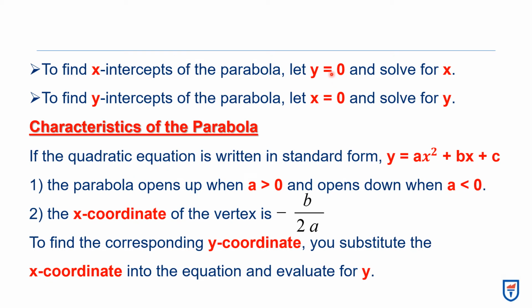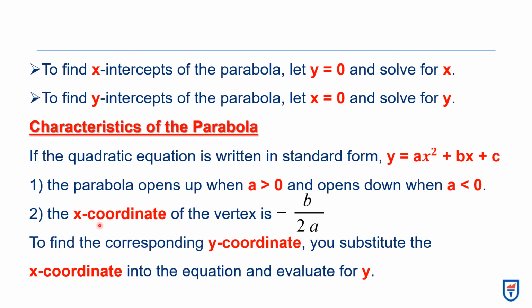The characteristic of a quadratic graph or parabola is as follows. If the quadratic equation is written in the standard form y equals ax squared plus bx plus c, the parabola opens up when a is greater than 0, and it will have a turning point vertex at the bottom. Here a is the value attached to x squared. So whenever the value of a attached to x squared is greater than 0, we know automatically that our graph is opening up. When the value of a attached to x squared is less than 0, then the graph opens down.